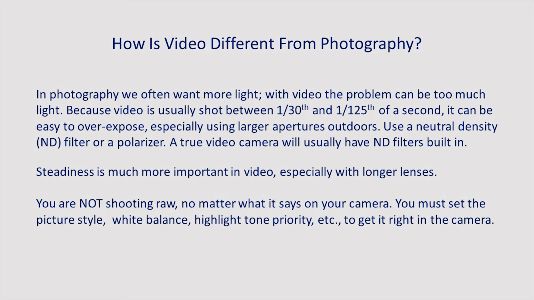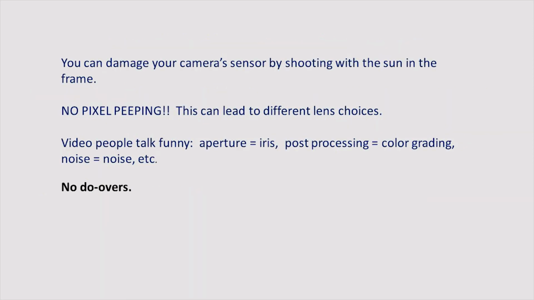Steadiness is even more important in video. You may be able to handhold at shorter focal lengths, but you won't be able to handhold your 500mm lens. You will need a tripod. Also, you are not shooting RAW. Your camera may be set to RAW for photos, but your videos will be something closer to a JPEG. This means you'll have to try a little harder to get it right in the camera, especially with your exposure and white balance. Be careful shooting video of a sunrise.